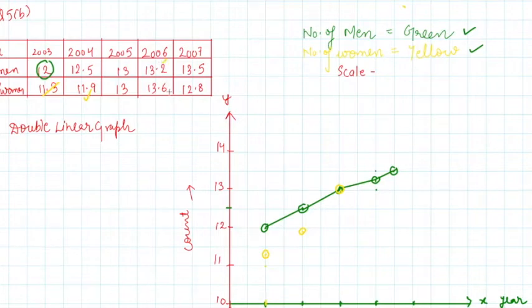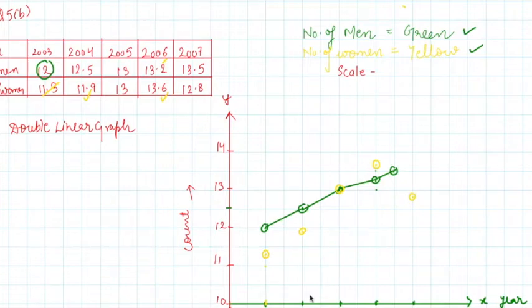Then in 2006, the number of women is 13.6. So this is your 13 here, right? This is your 13. This is 13.5. So 13.6 will be a bit above 13.5. And then in 2007, it is decreasing and coming to 12.8. So where is 12.5 here? So you can write 12.8 here.